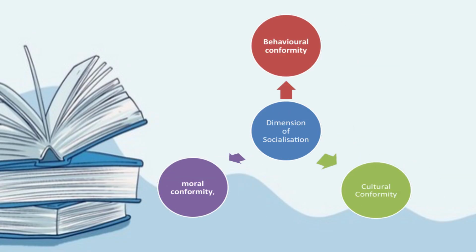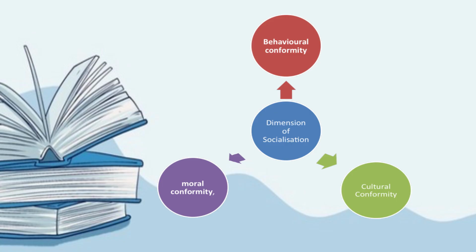Britt, in his explanation about the various dimensions of socialization in the educational institution, explained the dimensions of socialization in terms of conformity. Britt proposed 3 levels of conformity which a child is supposed to be following.